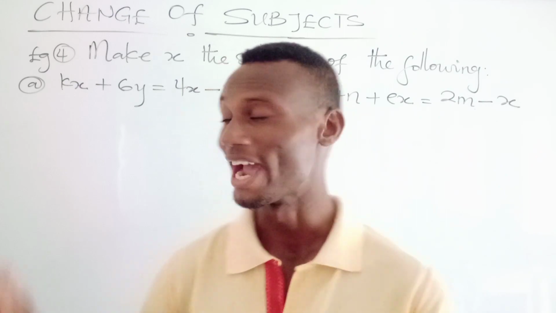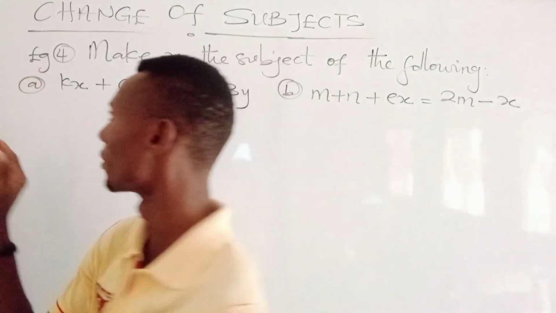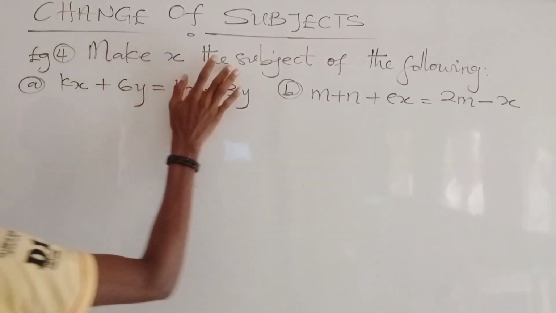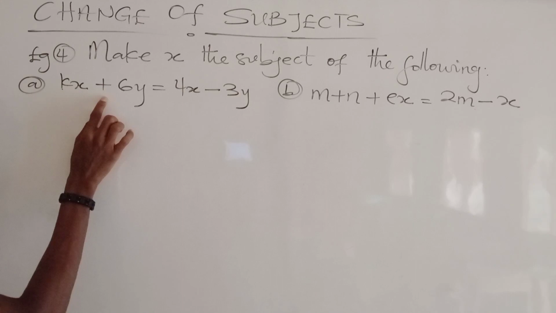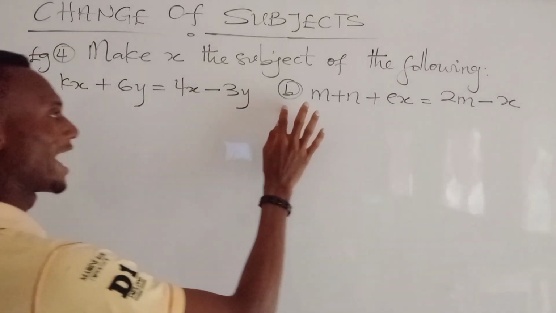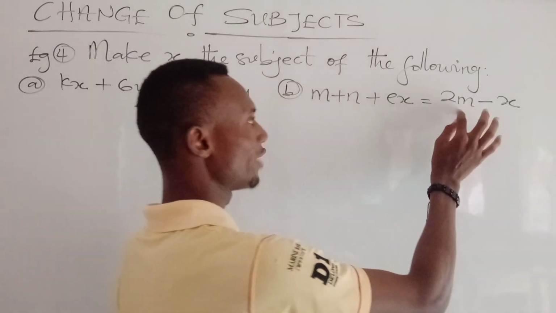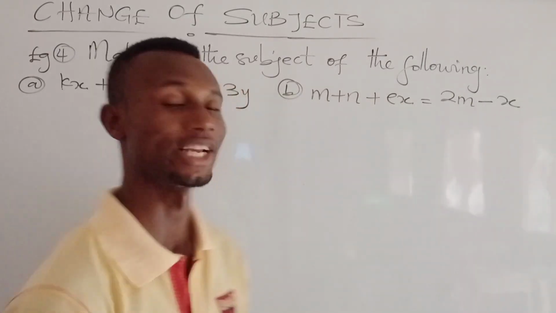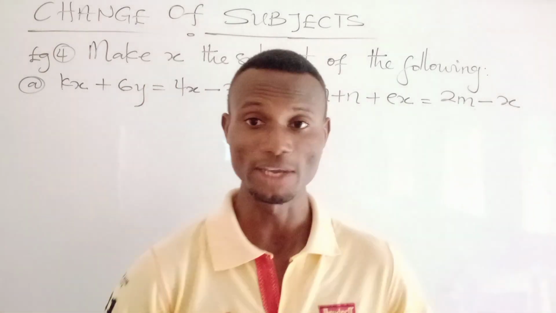So let's go ahead and handle the example 4 that I have on the board. Example 4 says make S the subject of the following. A, I have KS + 6y = 4s - 3y. And B, I have m + n + ES = 2m - S. So we are being asked to make S the subject in each of the equations.